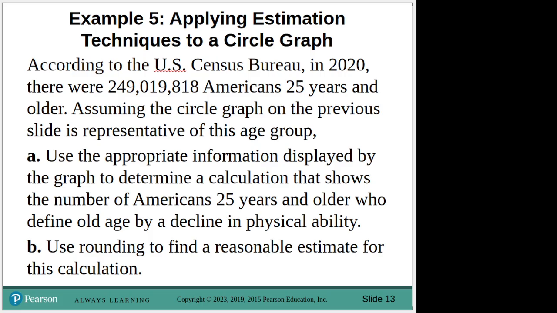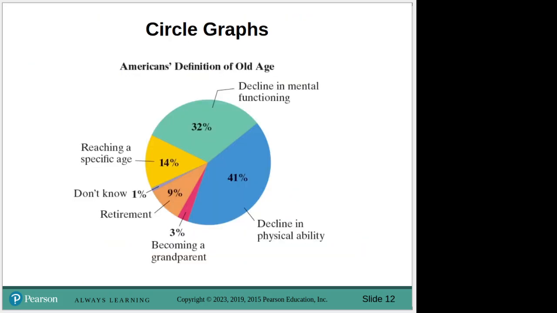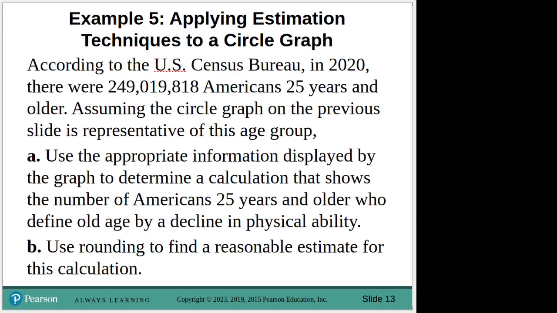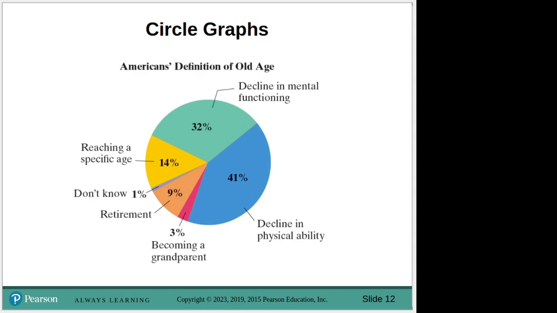Assuming the circle graph on the previous slide is representative of this age group, the people that were asked, use the appropriate information displayed by the graph to determine a calculation that shows the number of Americans 25 years and older who defined old age by a decline in physical ability. Use rounding to find a reasonable estimate of this calculation. So, a decline in physical ability is 41%.